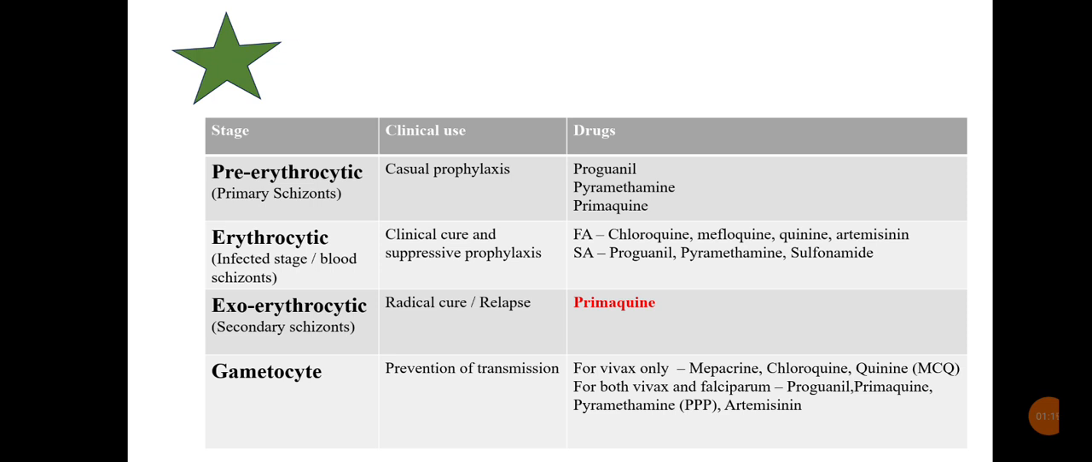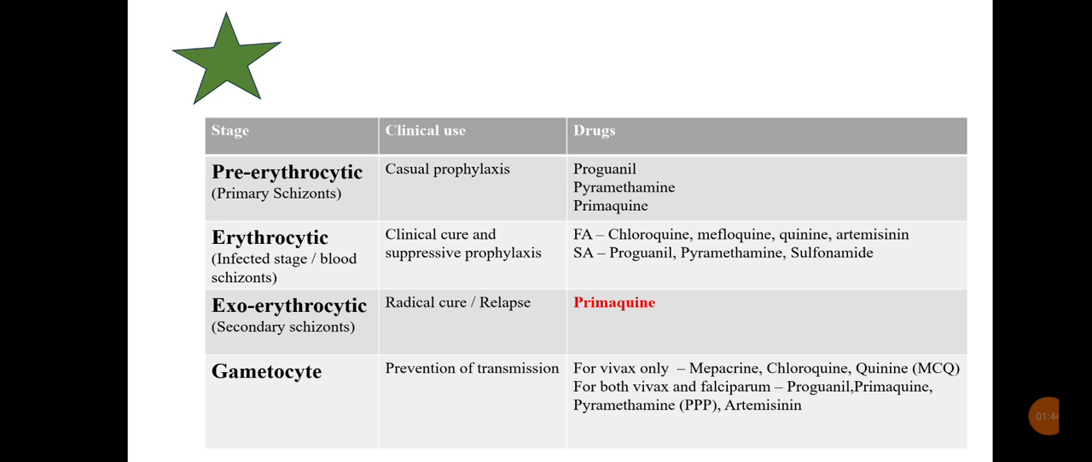Accordingly, in the erythrocytic stage, there is clinical cure as well as suppressive prophylaxis. So that is our question. In the erythrocytic stage, what are the uses? The answer is clinical cure and suppressive prophylaxis. And similarly for exoerythrocytic and gametocytes, right? So these are some points regarding the different stages of the antimalarial drugs.